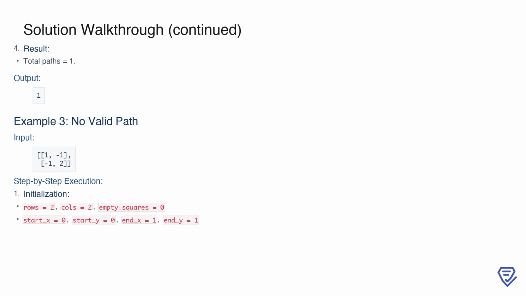However, there are no other valid moves from the starting point, 0, 0, due to the obstacle blocking access to the top right corner. Thus, the total number of unique paths for this grid is also 1. The output for this input is 1.